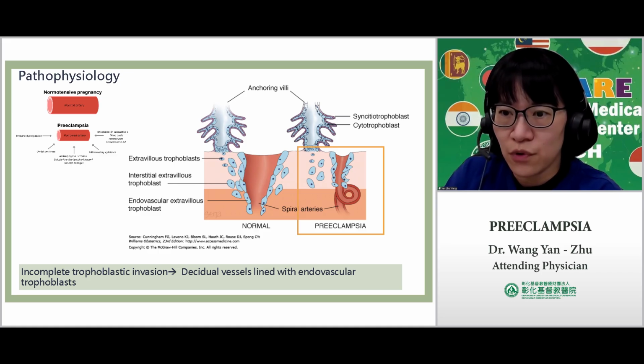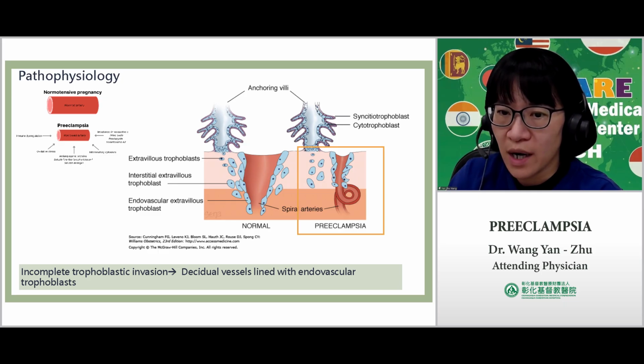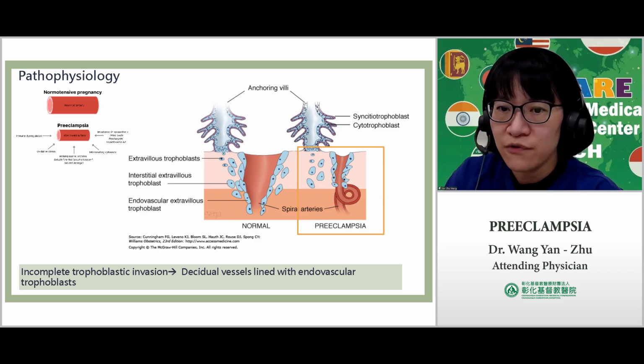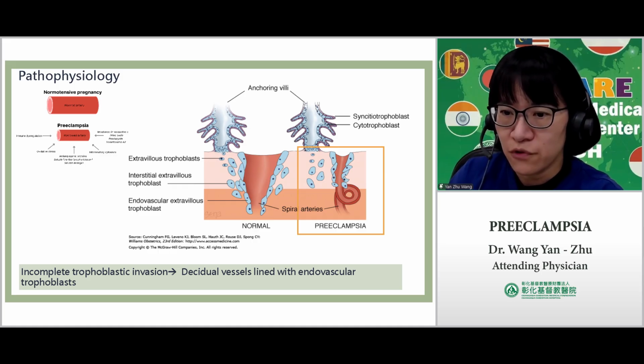And as I mentioned before, all the cytokine reactions can cause incomplete trophoblastic invasion. Because of this incomplete trophoblastic invasion, the anchoring villi, which should help our spiral arteries grow better, cannot do so. In a normal pregnancy, we can see the diameter of the spiral arteries is very wide and thick, so the blood flow can go through very smoothly from the mother to the baby.